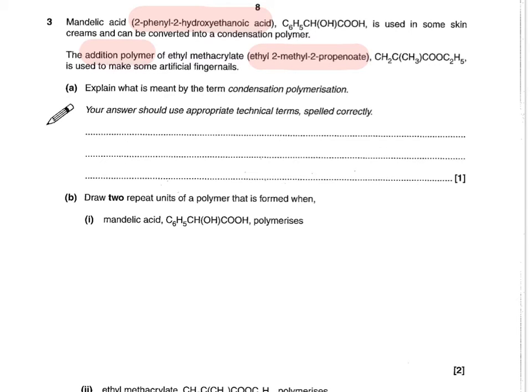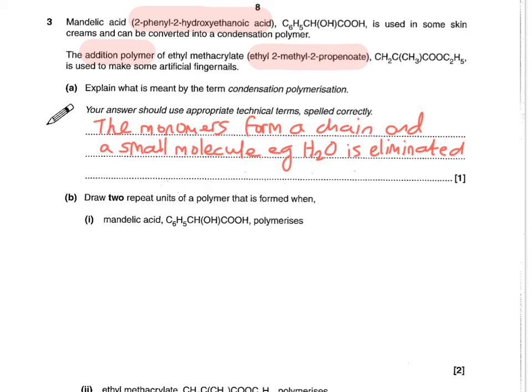So the first thing to do is to explain what's meant by the term condensation polymerisation, and you'll see that they've actually put an extra piece of information here, which means you should actually be including appropriate technical terms, ideally spelled correctly. So you need to have both those points, and your technical term is obviously a monomer, and you've also got to say that a small molecule such as water is eliminated.